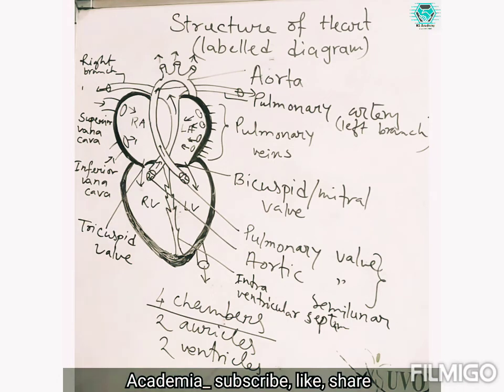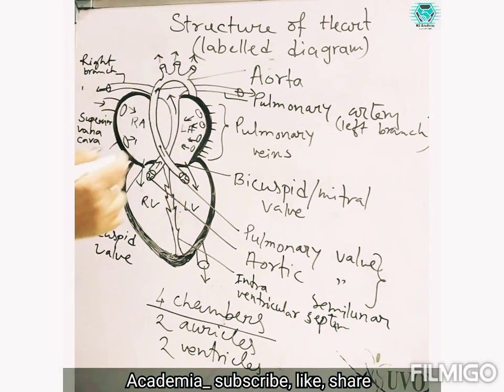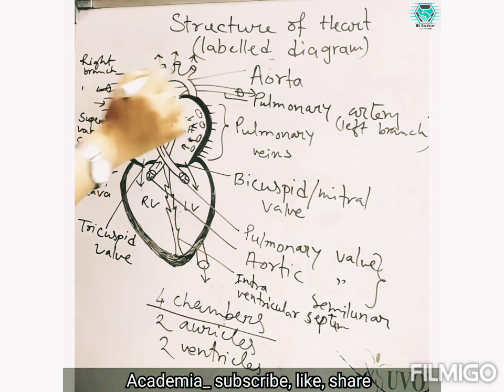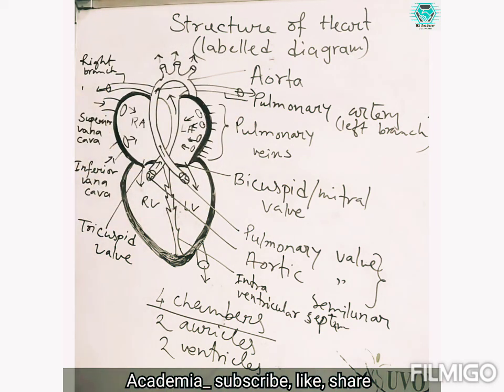So this is the labeled diagram of the heart showing different parts, and the major parts are the two auricles and two ventricles. The valves are very important, and the dividers are called the septum. Then the walls of the whole heart are made up of cardiac muscle. The major arteries are the aorta and pulmonary artery, and these are the pulmonary veins. This is the superior vena cava, and this is the inferior vena cava.